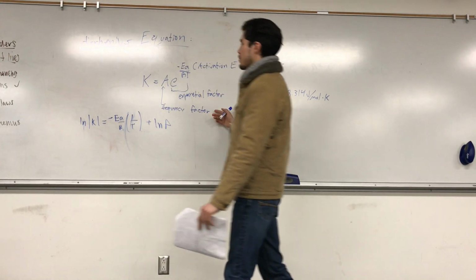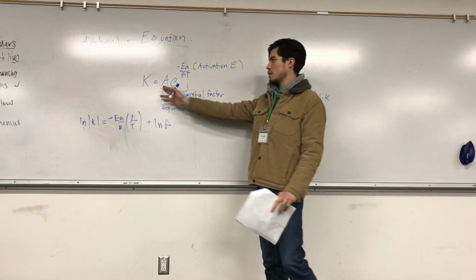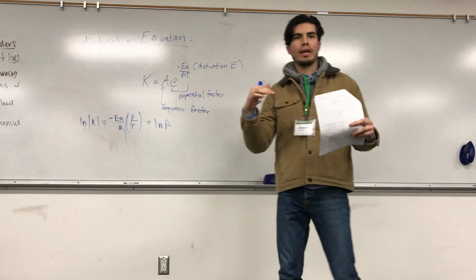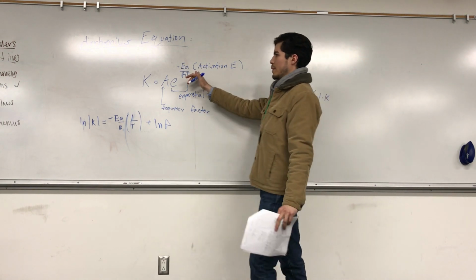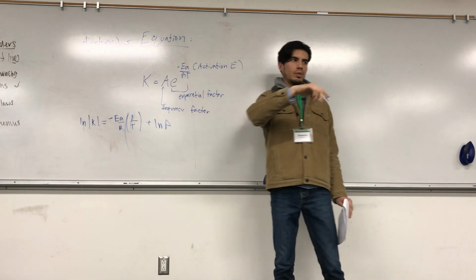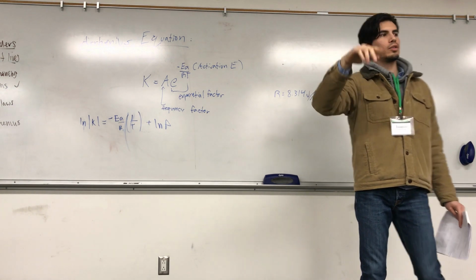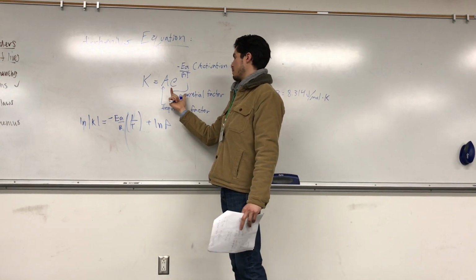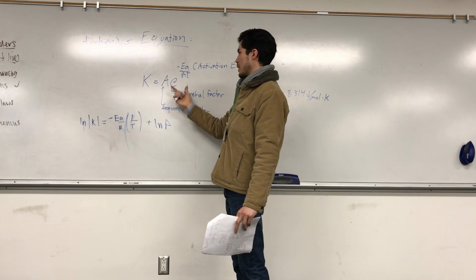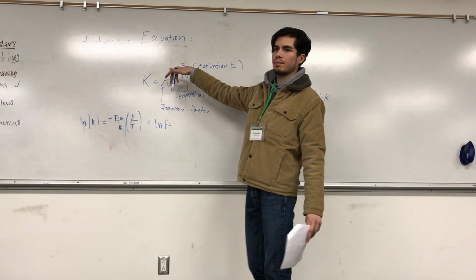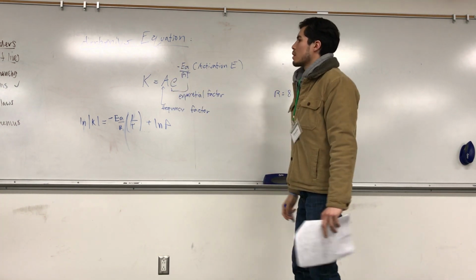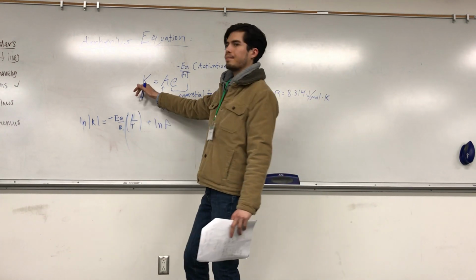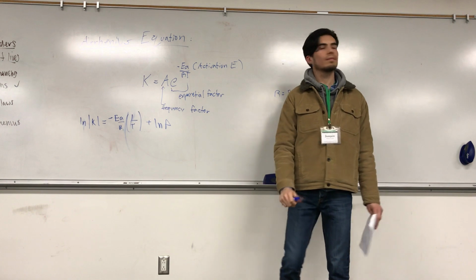Alright, so this is the Arrhenius equation. A is our frequency factor, so that's how frequent the collisions are happening in a reaction. Then we have activation energy, so how much energy is required to actually initiate that reaction. And then we have this exponential factor. The whole e to the whatever the number is is all considered your exponential factor, and that gives you your k.